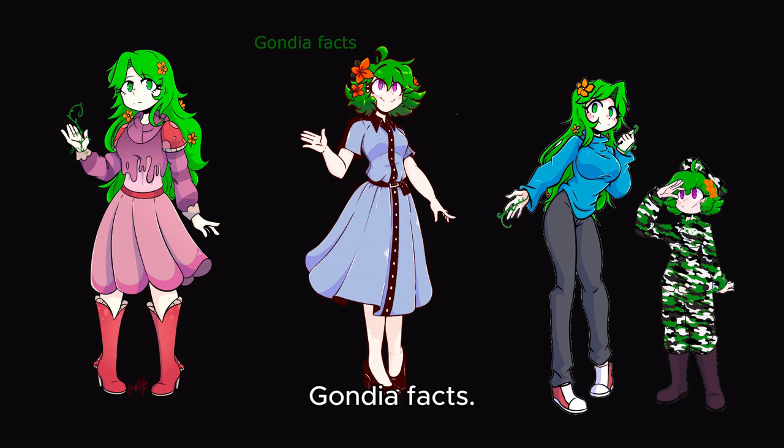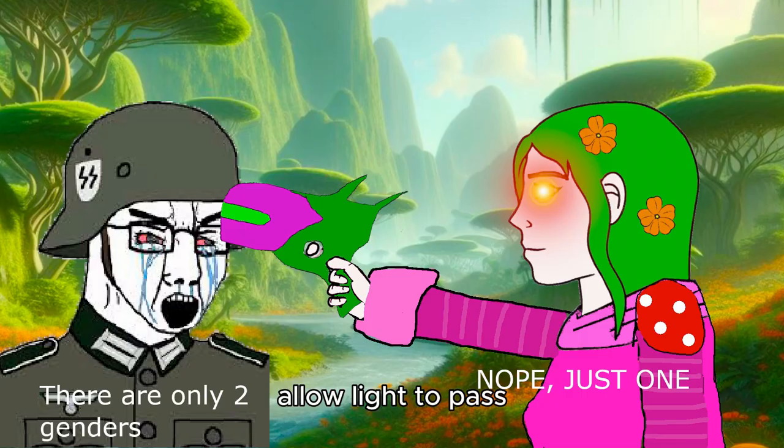Gondia facts. The Gondia are all female and reproduce through parthenogenesis. The Gondia are 3 times as strong as they would have been as humans. The Gondia live twice as long as they would have as humans. Iden is a hothouse world, so Gondia have trouble tolerating the cold. The Gondia have extremely pale skin to allow light to pass through to the plant fibers under the skin.